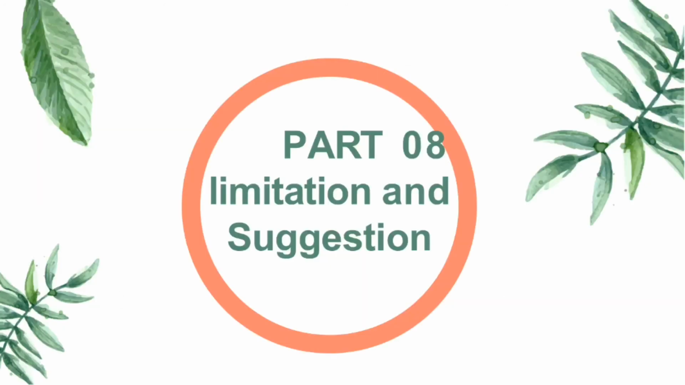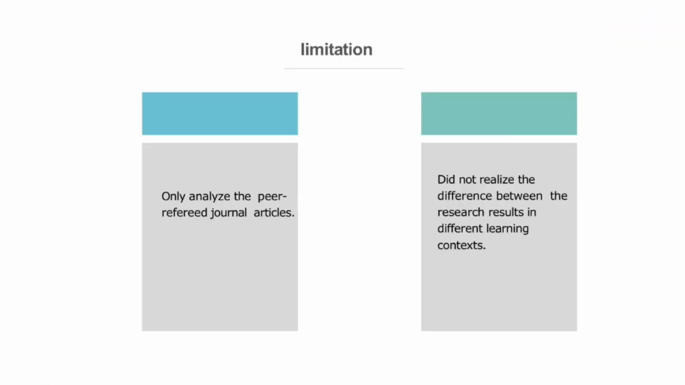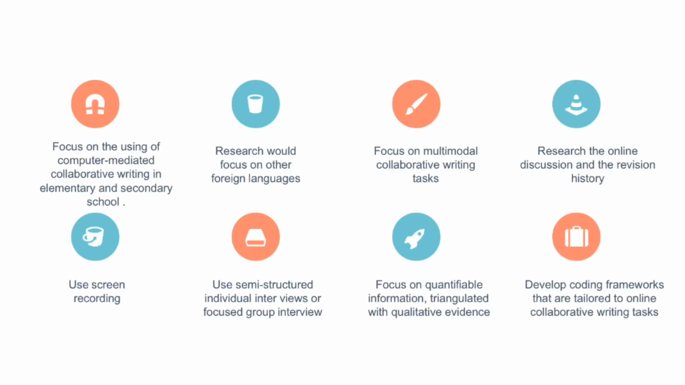The next part is limitations and suggestions for further study. There are two limitations. Firstly, due to the space limited, the study is confined to the analysis of peer-reviewed journal articles. Other publication venues are not taken into consideration. Secondly, this study did not differentiate the research result as to specific learning contexts, such as SFL and GFL. The author also gives some suggestions for further study.